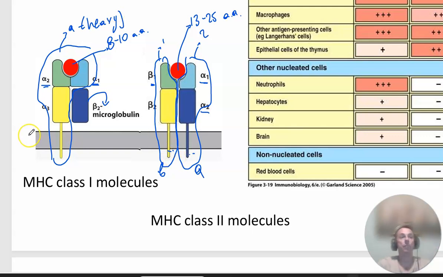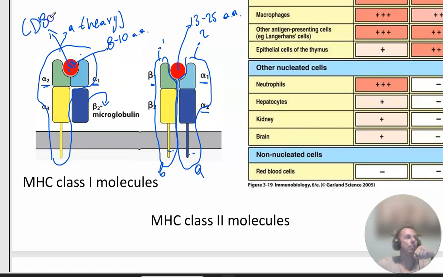Finally, another difference, but this one is not structural, is that class 1 presents the endogenous peptides to CD8 positive T cells, whereas class 2 presents the exogenous peptides to CD4 positive T cells.